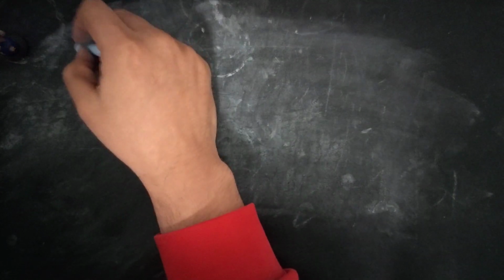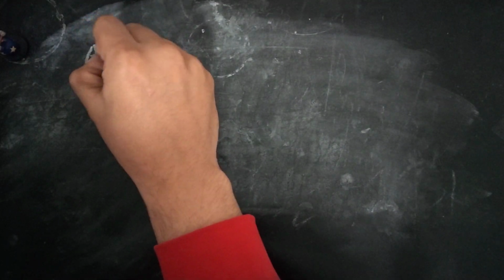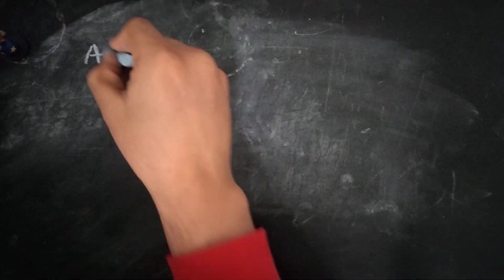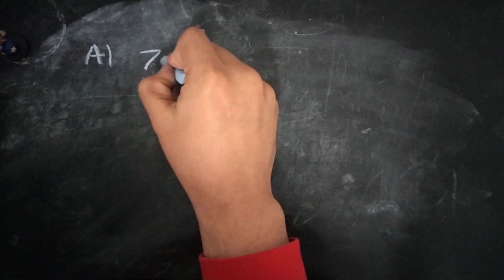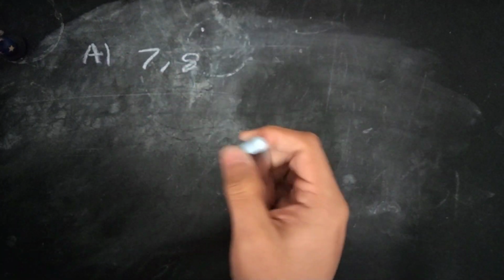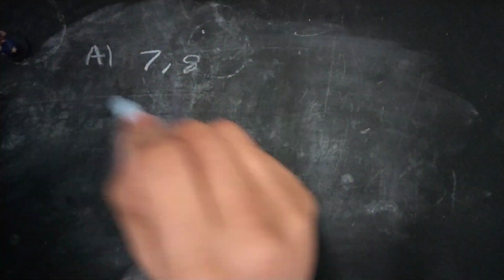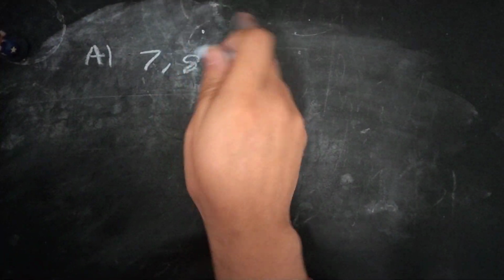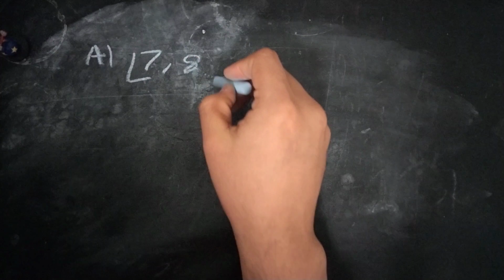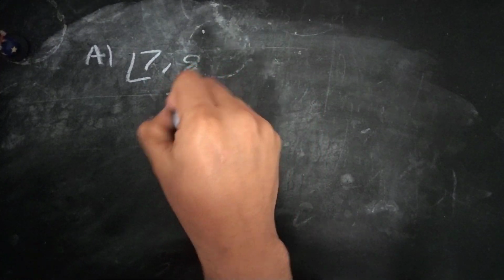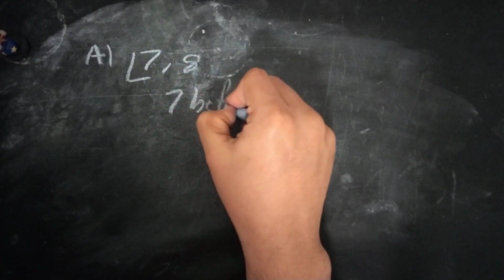Part 1 says you roll a pair of dice till you either get the sum of 7 or 8. And you're being asked, what's the probability of rolling a 7 before an 8? So 7 before 8.